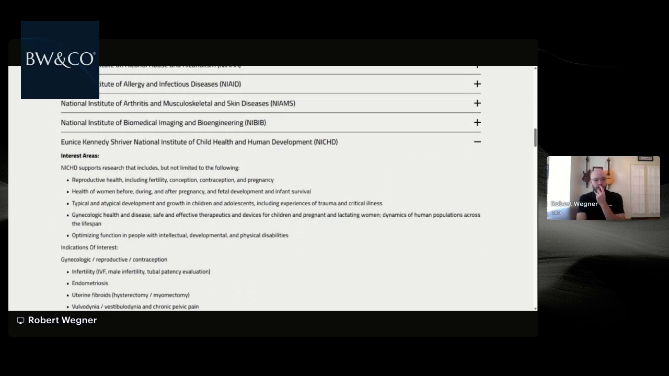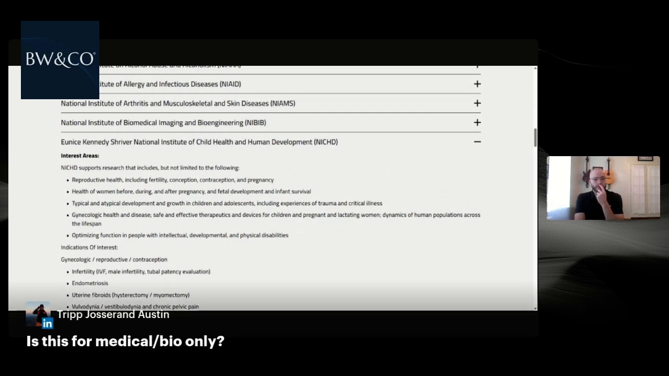Next question here is, well, this one doesn't have any email information, so I'll put that up. Is this for medical/bio only? So if you mean medical devices and biotechnology, like therapeutics, diagnostics, the technical answer is no. This could be for assistive devices or assistive technologies, whether software related or not. It is ultimately looking to fund technologies that are going to benefit the health and wellness of the U.S. population and ultimately the world population later on.